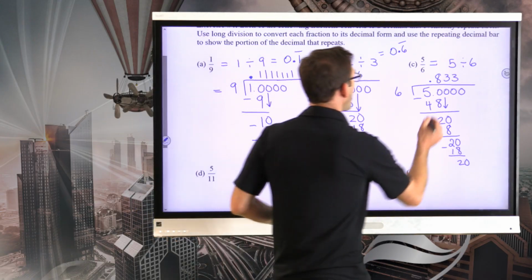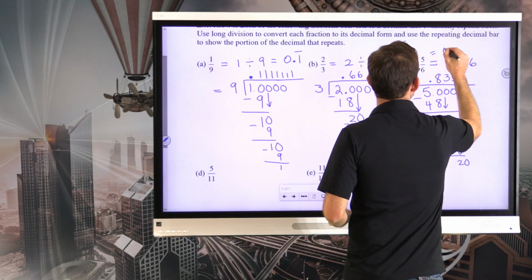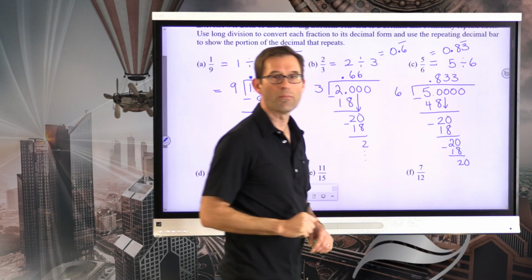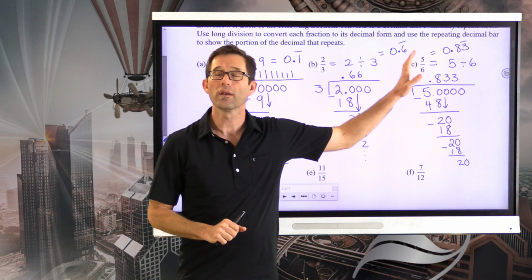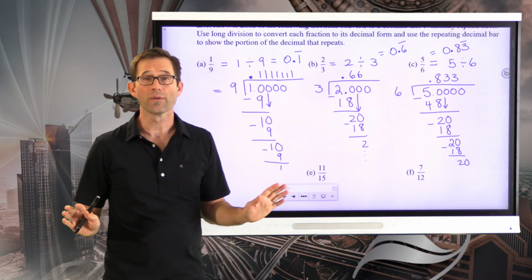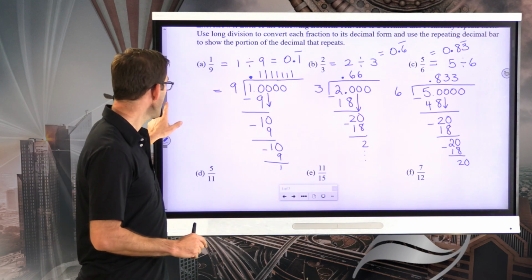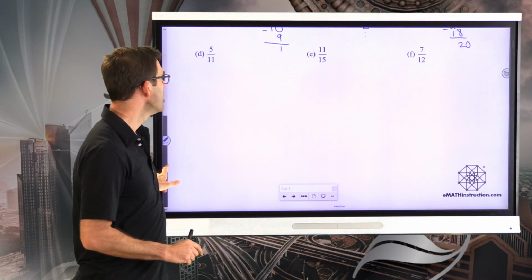So I would say that 5/6 is equal to 0.83, and then I would only put the repeating decimal bar above the 3, not above the 8, because the 8 only showed up once. All right, let's keep going. We've got some more practice on these.